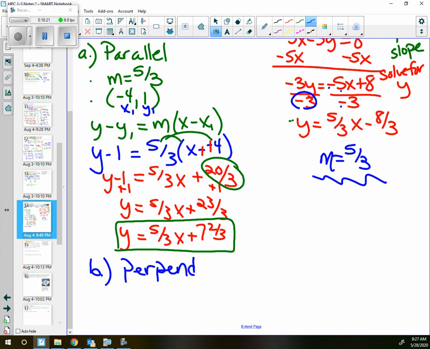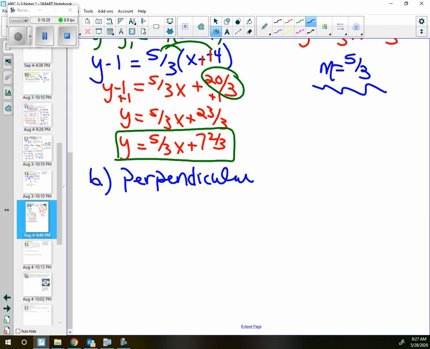All right, so if the line that we want is perpendicular to this one, that means the slopes have to be opposite reciprocals. So if my original slope was 5/3, go ahead and write down what the opposite reciprocal would be. So opposite, this one was positive, so I want negative, and the reciprocal of 5/3 would be 3/5. So again, I have a point and I have a slope. I'm going to be able to write that equation.